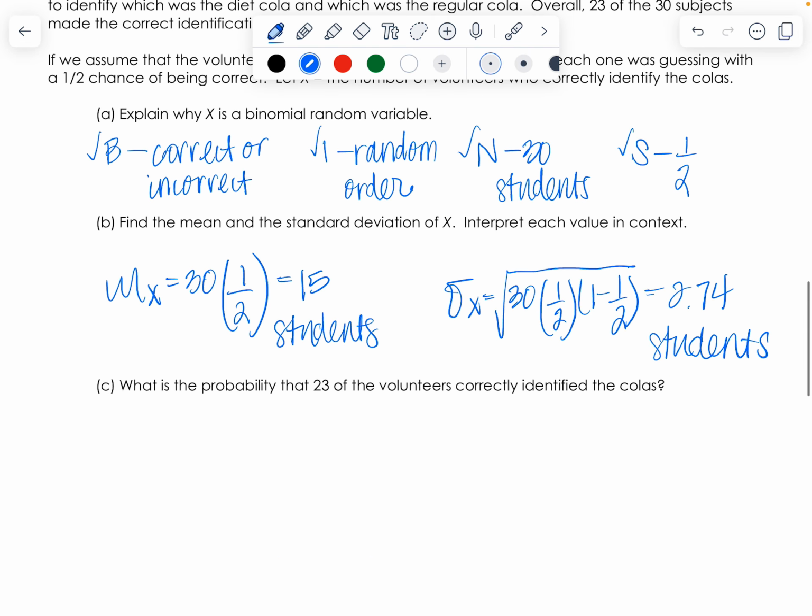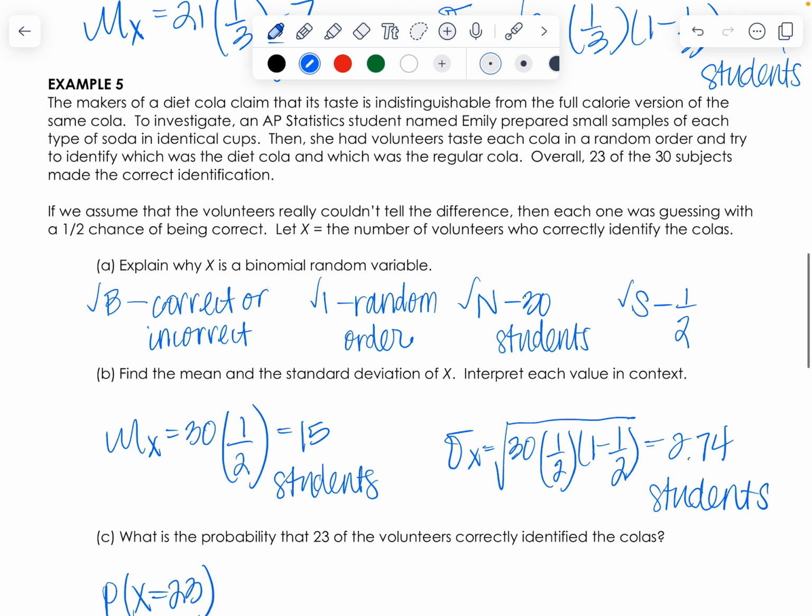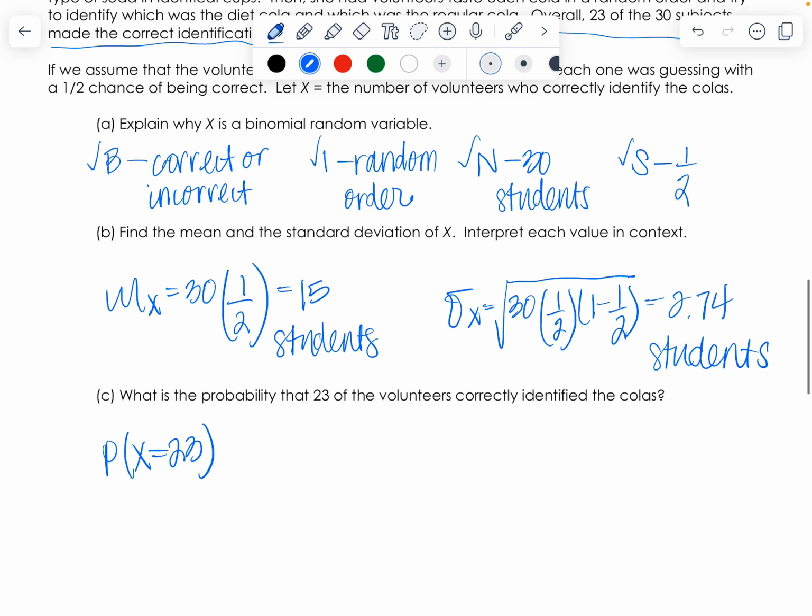All right. Now we have a probability question. What is the probability that 23 of the volunteers correctly identified the colas? So we're finding the probability that X is 23, which is the result that they got, right? It says up here, overall 23 of the 30 subjects made the correct identification, which is a lot higher than what we would have expected, because we would have expected 15 based on the mean, which is the expected value. To do this, we could use one of the 2 methods that we learned yesterday.